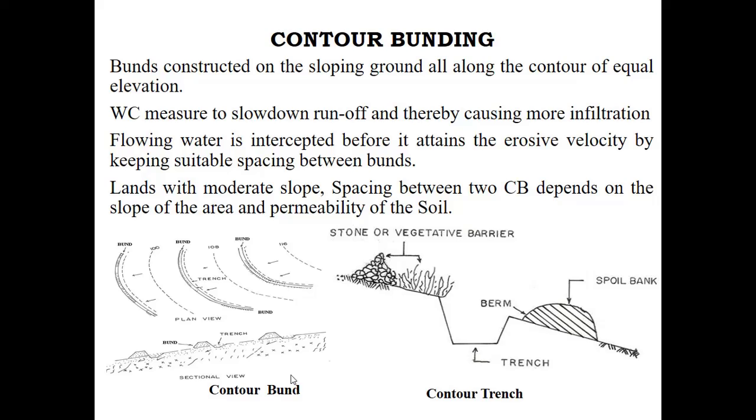Contour bunding. Okay. This type of bund is constructed on sloping ground all along the contour of equal elevation. It is a water conservation measure to slow down the runoff in these areas and thereby cause more infiltration. Flowing water is intercepted here before it attains erosive velocity by keeping suitable spacing between bunds. For lands with moderate slope, the spacing between CB, CB meaning contour bunds here, depends on the slope of the area and the permeability of the aquifer or the soil in that area.